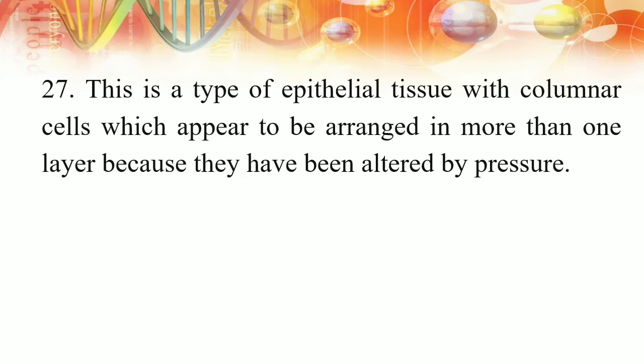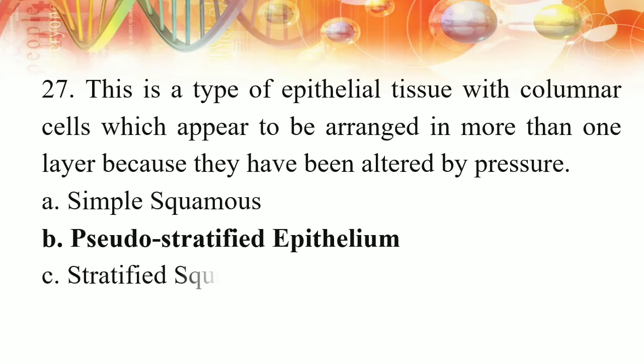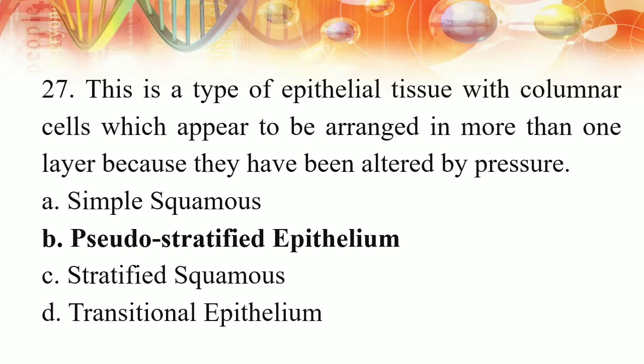Number 27. This is a type of epithelial tissue with columnar cells which appear to be arranged in more than one layer because they have been altered by pressure. A. Simple squamous, B. Pseudo-stratified epithelium, C. Stratified squamous, D. Transitional epithelium.